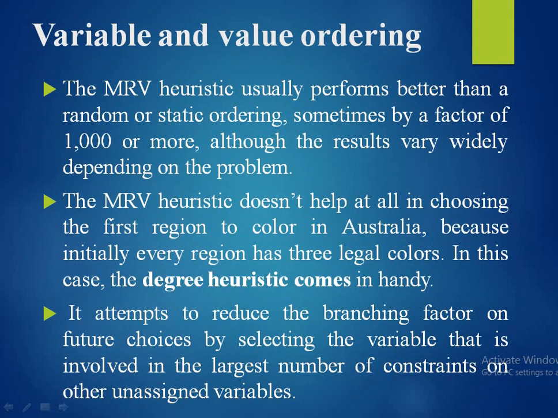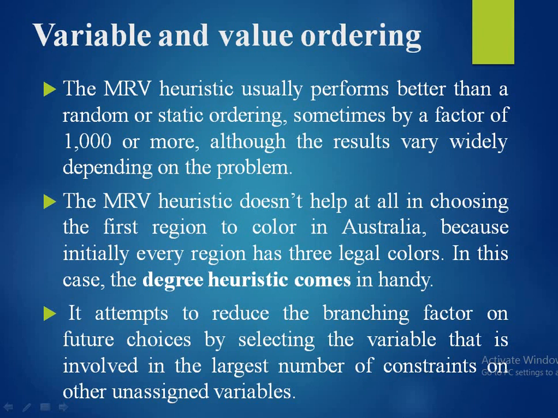The MRV heuristic usually performs better than a random or static ordering, sometimes by a factor of 1000 or more, although the results vary widely depending on the problem. The MRV heuristic doesn't help at all in choosing the first region to color in Australia, because initially every region has 3 legal colors. In this case, the degree heuristic comes in handy.